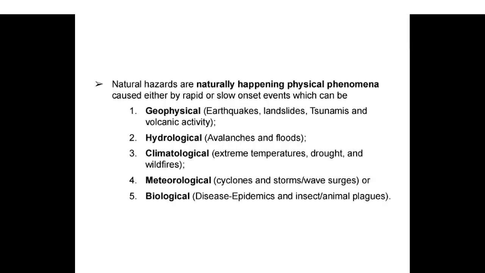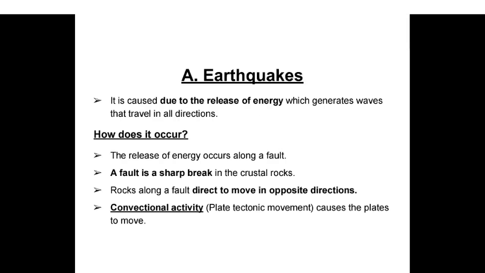Natural hazards. Natural hazards are naturally happening physical phenomena caused either by rapid or slow onset events which can be geophysical like earthquakes, landslides, tsunamis, and volcanic activity, hydrological like avalanches and floods, climatological like extreme temperatures, drought, and wildfires, meteorological like cyclones and storms, waves, surges, etc., biological like disease epidemics and insect or animal plagues.